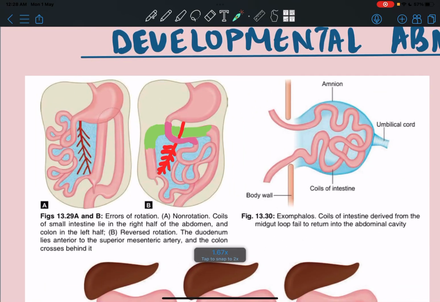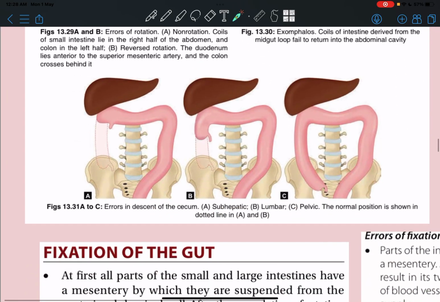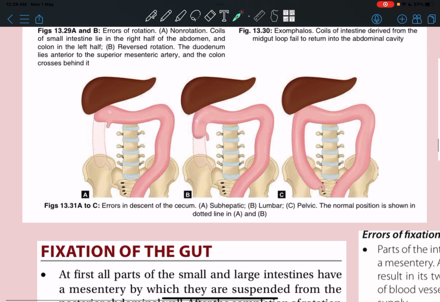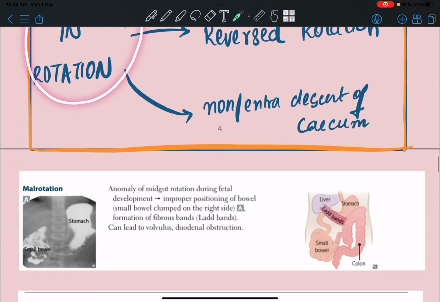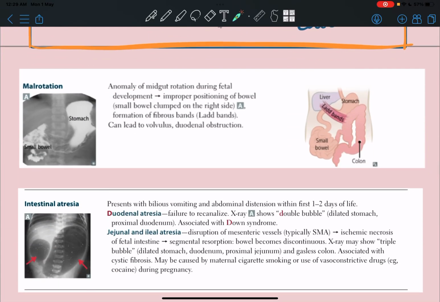That is reverse rotation. The third thing is a problem with the descent. The descent may not happen at all, leading to a sub-hepatic caecum, or it can happen partially, leading to a lumbar caecum, or it can go beyond its normal position and become pelvic, called a pelvic caecum. That is the abnormality related to the descent of the caecum. So those were related to the errors in rotation. Now I have a picture from the First Aid book.